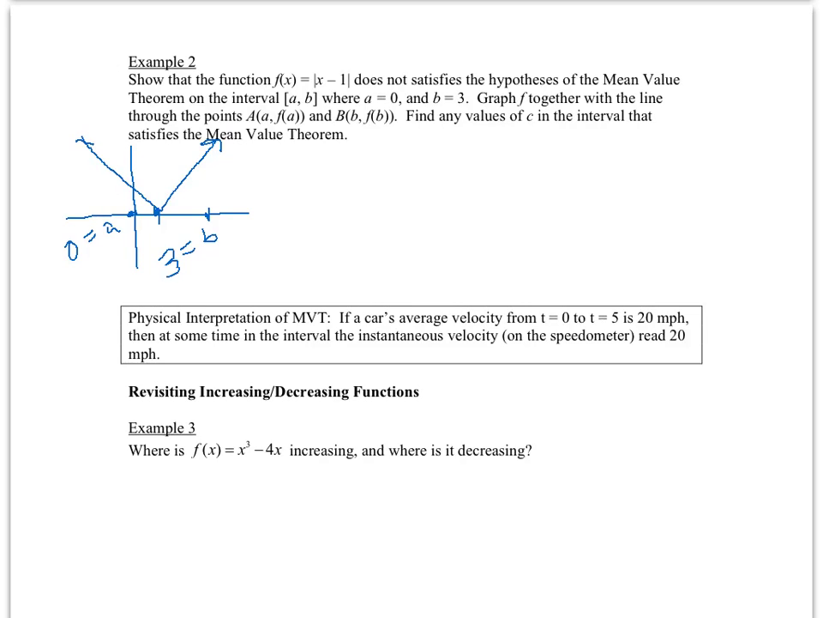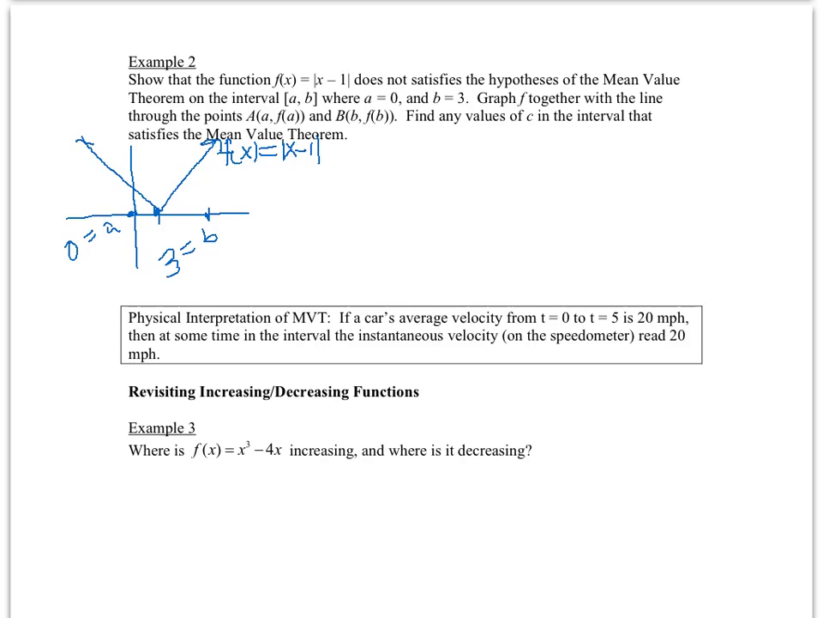Okay, as you can see from my graph, I've shown you the function f of x equals the absolute value of x minus 1. This function, although continuous on the closed interval, is not differentiable at x equals 1, where there is a corner, and corners are not differentiable because the slope from the left does not equal the slope from the right. And again, reminding you that a derivative is a limit, and the limit has to be the same from the left and the right in order to exist.